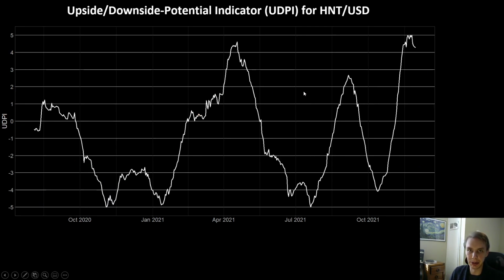I think we can see this a little more clearly if I just show you the raw output of the UDPI over time. So this is just the UDPI on the y-axis, so high risk 5, negative 5, low risk. This was the spring, where it got up over 4, about 4.5. But more recently, we actually went up and touched 5, the highest risk that we've seen with HNT so far from the model's perspective. And we're currently cooling off of that.